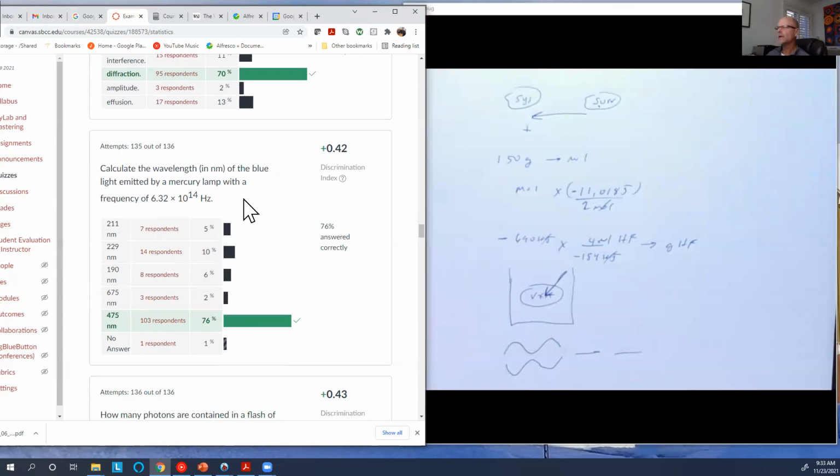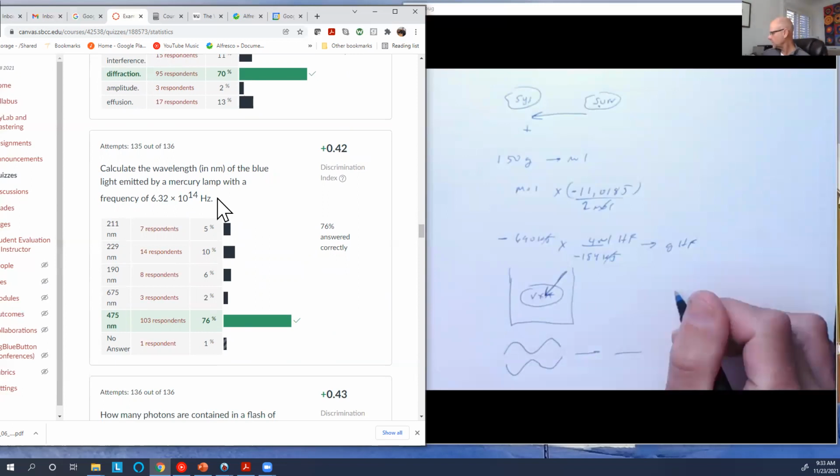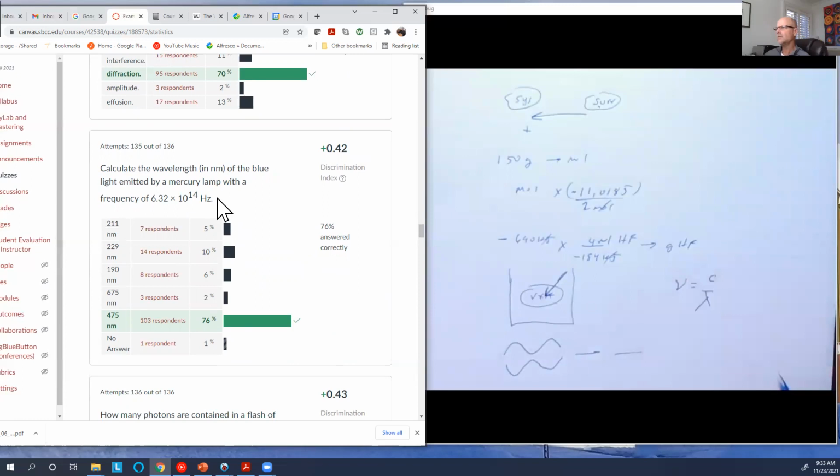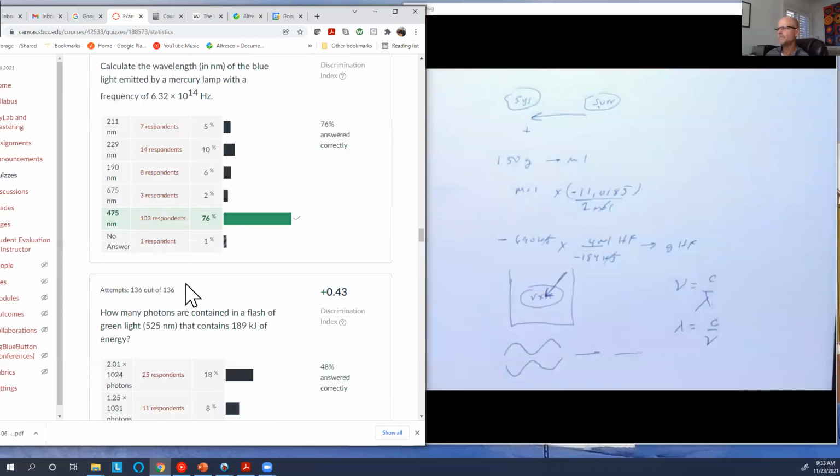Then here we want to calculate the wavelength of blue light emitted by a mercury lamp with a frequency of 6.32 times 10 to the 14 hertz. So we know the relationship between wavelength and frequency is this, right? Nu is equal to c over lambda. So here you just have to solve that. Lambda is equal to c over nu, and you plug that in and you get 475 nanometers.